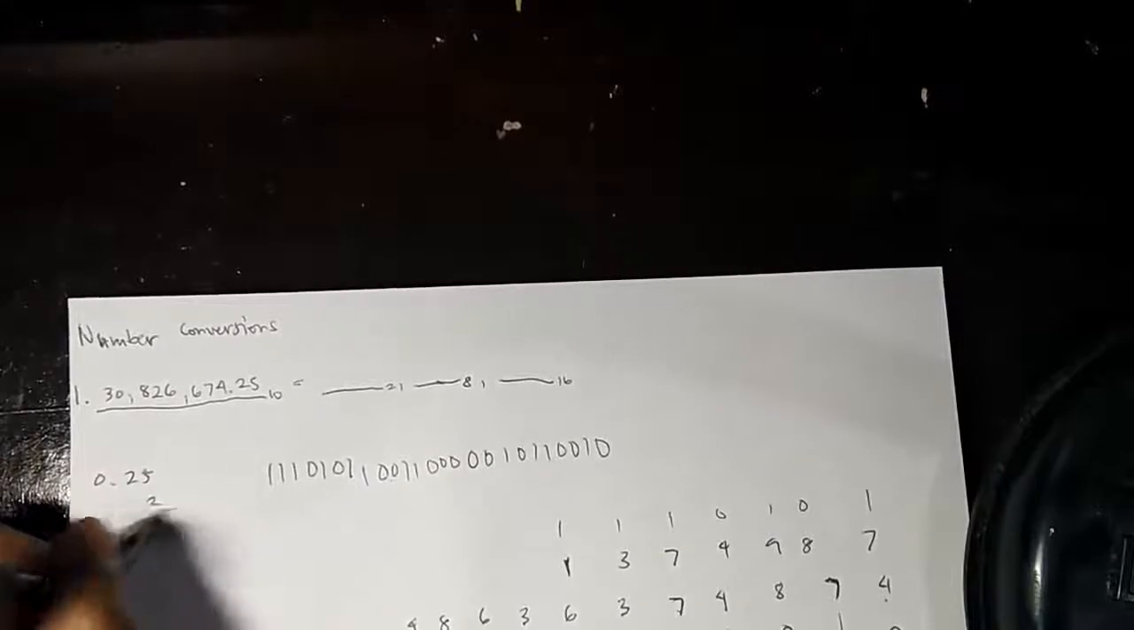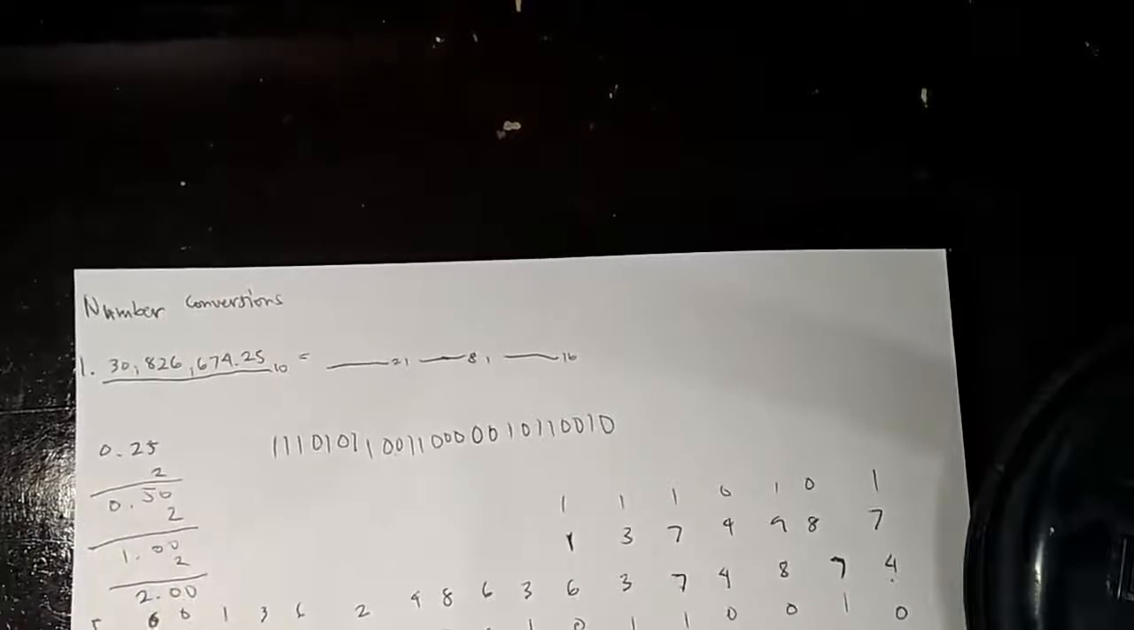Now we're going to convert the decimal part. Here we have a decimal of 0.25. What we're going to do is just multiply it by 2, and you'll get 0.5. If you multiply that again by 2, you'll get 1.00. And if you multiply that again by 2, you'll get 2.00. But 2.00 is not included in a binary number. A binary number can only be 0 or 1.